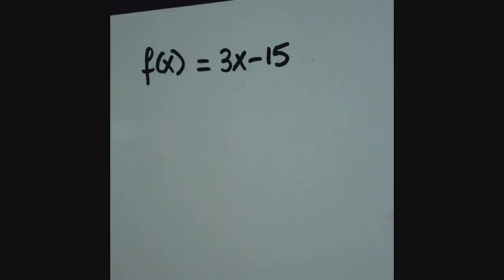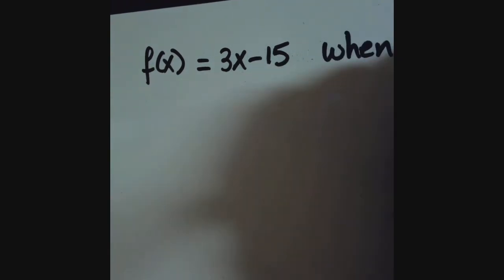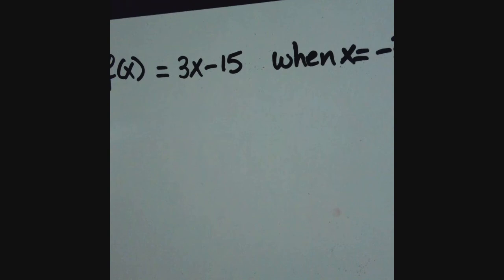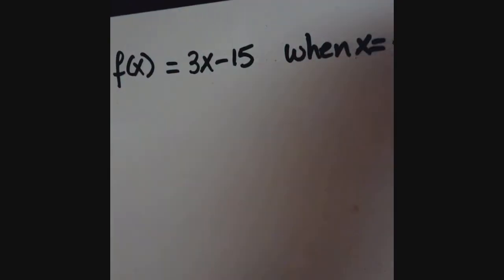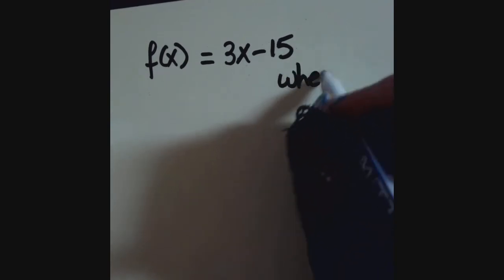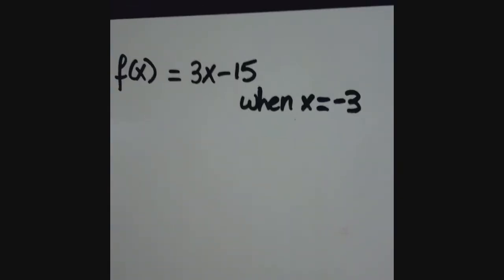So let me write it down. It says, find the value of the function f of x equals 3x minus 15 when x equals negative 3. Okay, so let me squeeze that in. Sometimes that's a little bit cramped. I'm going to say right here so we can see it, when x equals negative 3. All right, there we go. Now we can fit it onto the screen.